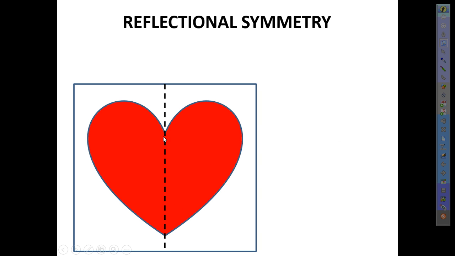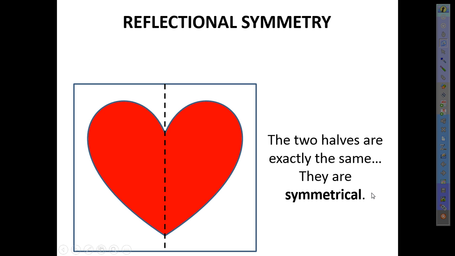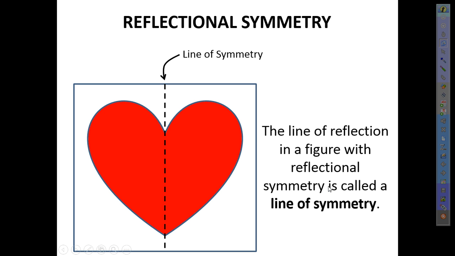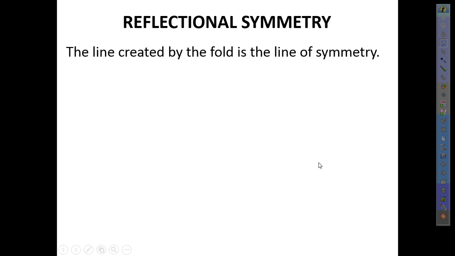If I fold this in half, this is a reflected shape. This point is the exact same distance as this side. Like, this shape has been reflected to this side, but it is also symmetrical because it's exactly the same on both sides. So it has reflectional symmetry. The two halves are exactly the same. They are symmetrical. Reflectional symmetry means that a shape can be folded along a line of reflection so that the two halves of the figure match exactly, point by point. So it is a line of symmetry and it is a line of reflection.